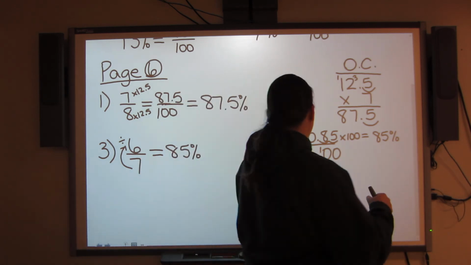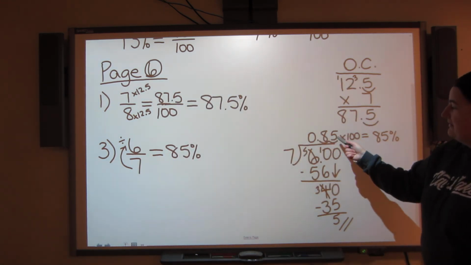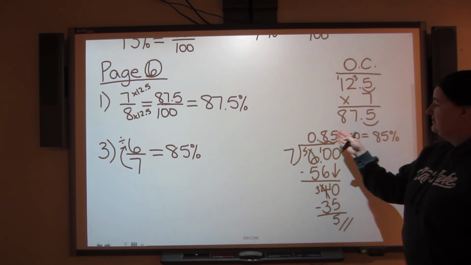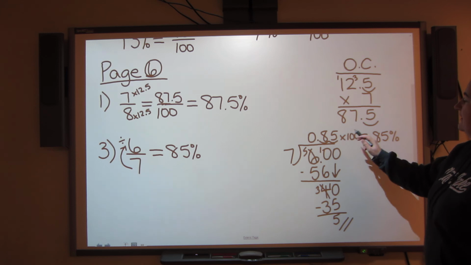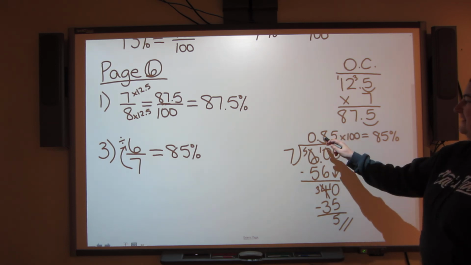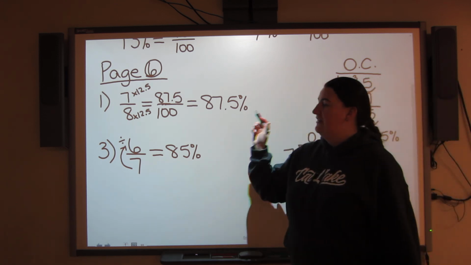So we did that over here, 7 into 6. We ended up with 0.85. As soon as you've got 2 decimal spots, it's enough, you can stop, so we stopped. Times it by 100 to take that decimal and turn it into a percentage, which is what the question was asking you originally.